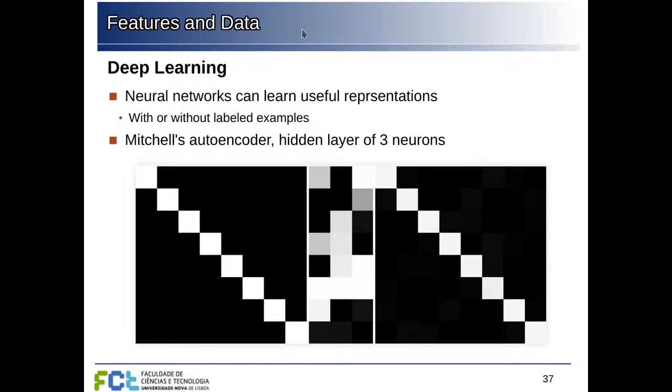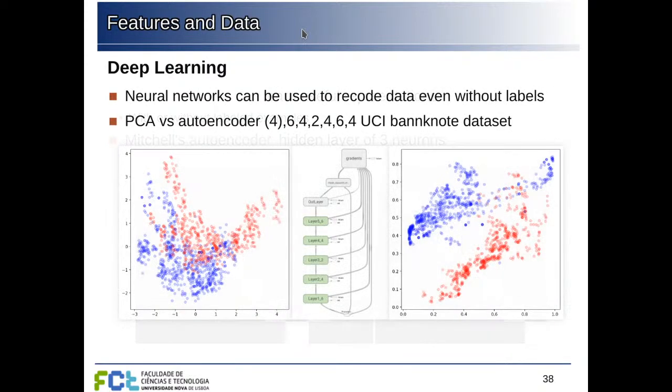basically. So this is just a very simple example, but it shows how, even without labeled data, we can train the network to find good representations of the data.